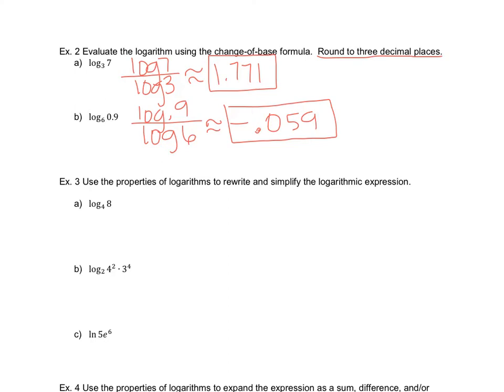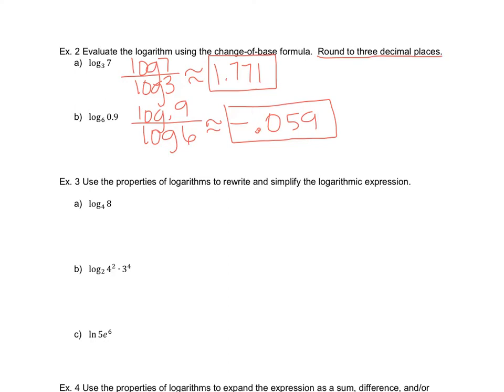Now what we're going to do is use the properties of logs to rewrite and simplify the logarithmic expression. Our goal is to use those properties of logs that we just talked about in order to write it as simple as we can make it. So on the first one, notice the 4 and the 8, I can get those both down to where they have a base of 2. And so that's exactly what I'm going to do.